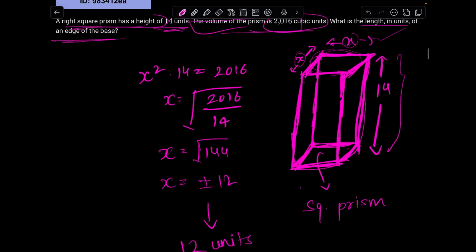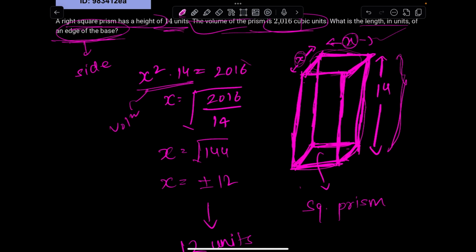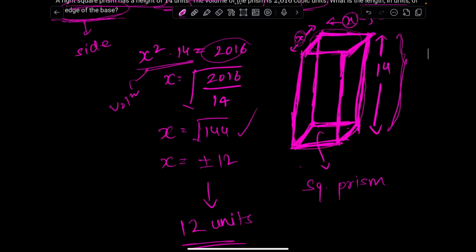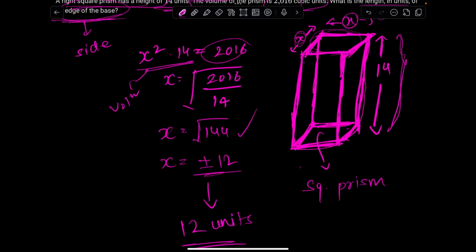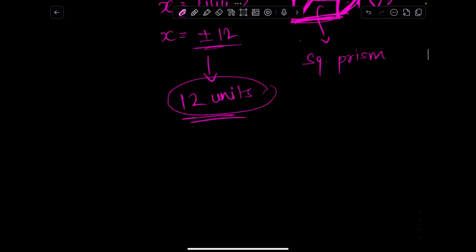So this is a square prism. The height is 14. The length of the sides are x, and we're basically set to find the edge of the base, which is basically a side of the square. So x squared times 14, this is the volume, is equal to 2016, and we'll calculate this to get x equals root 144, and x is equal to plus minus 12, or x is equal to 12 units.